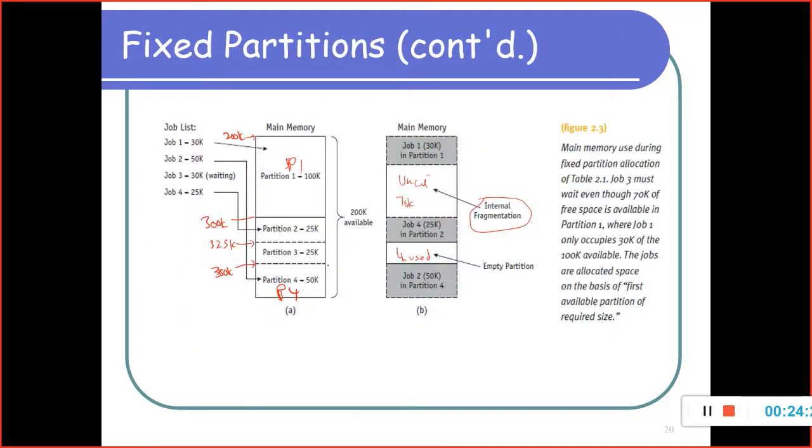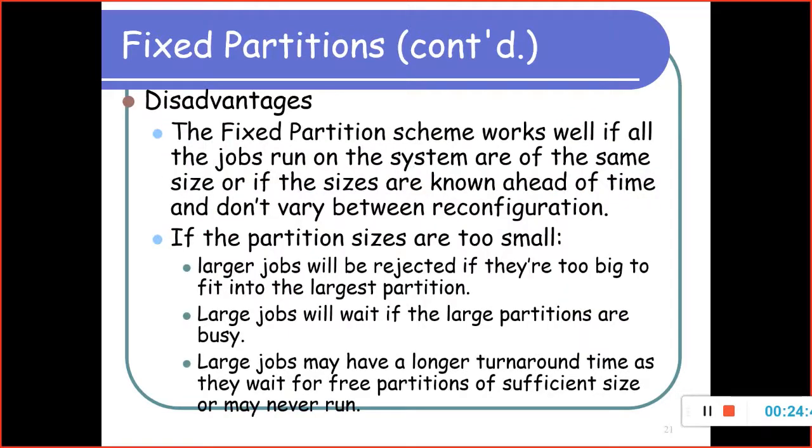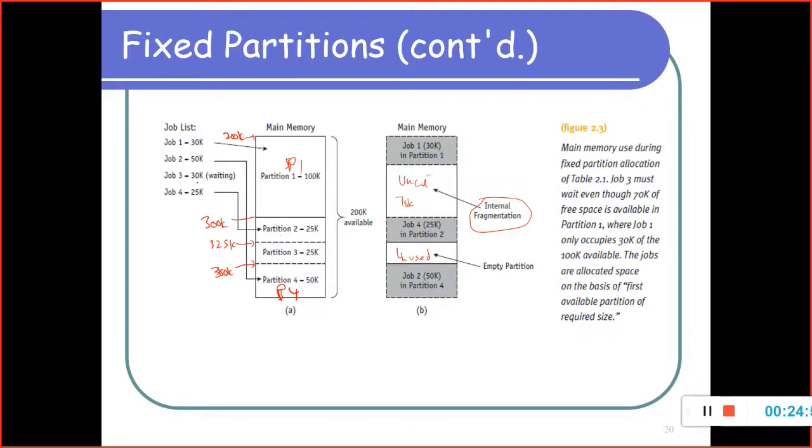So let's say job 3 has to wait for either job 1 or job 2 to finish. If job 1 or job 2 finishes, job 3 will go to partition 1 or partition 4, okay, for it to execute or for the blocks to become busy. So what's the disadvantage? You can see that job 3 has to wait.